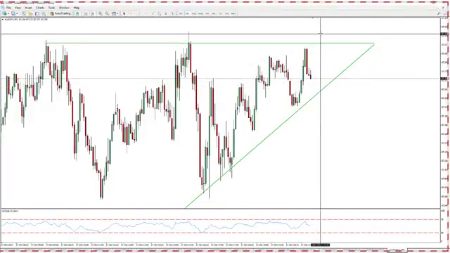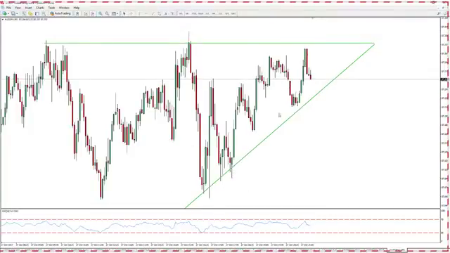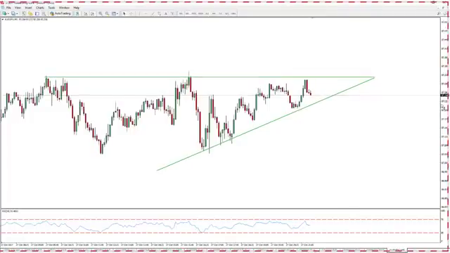So if our entry was up here, this would be a 13 pip stop. The second swing low would be a 17 pip stop, and then this one would be a 30 pip. So you can see where we get our range, and you can pick which one. I will tell you that depending upon where you put it, your win-loss ratio will be better based on your exit.